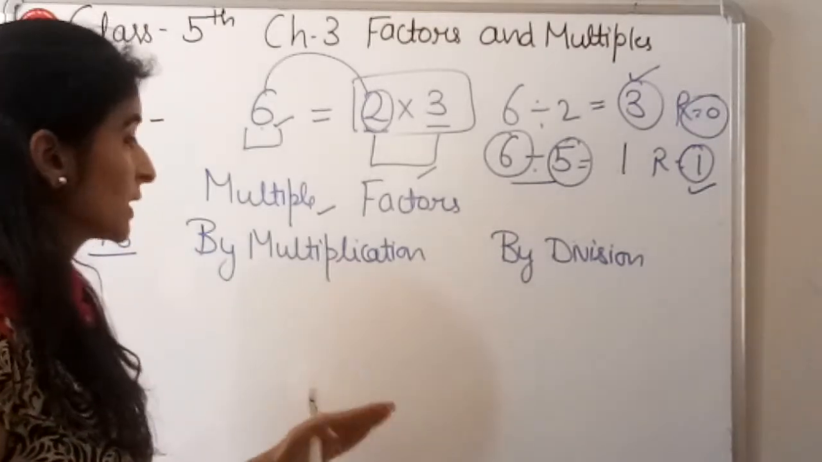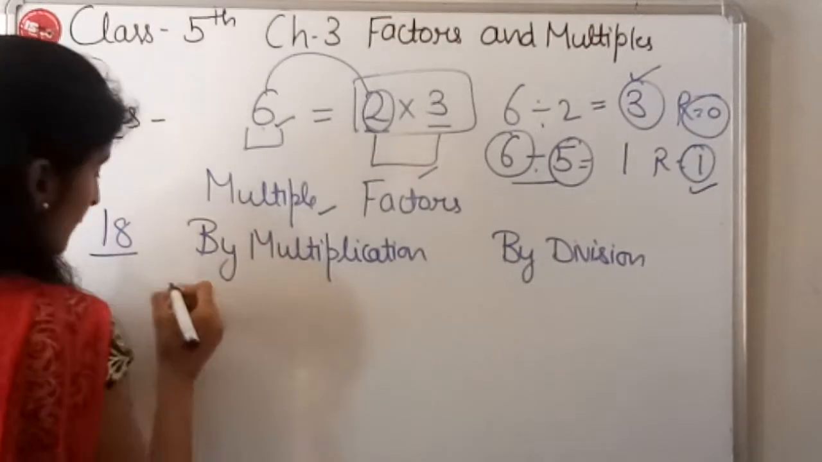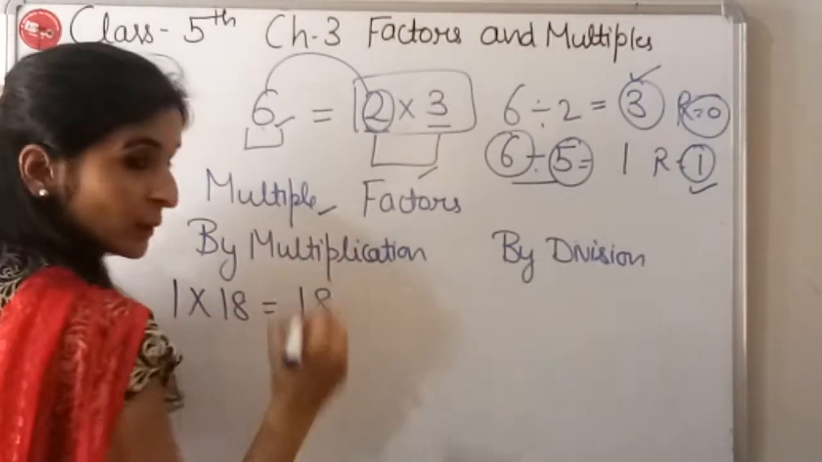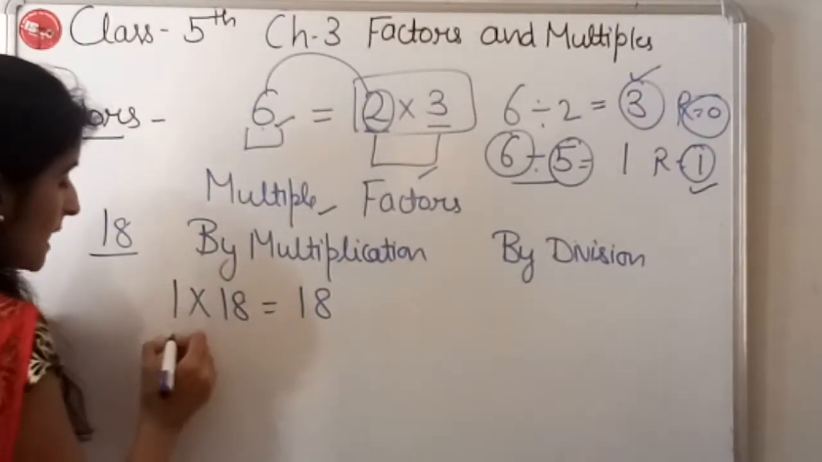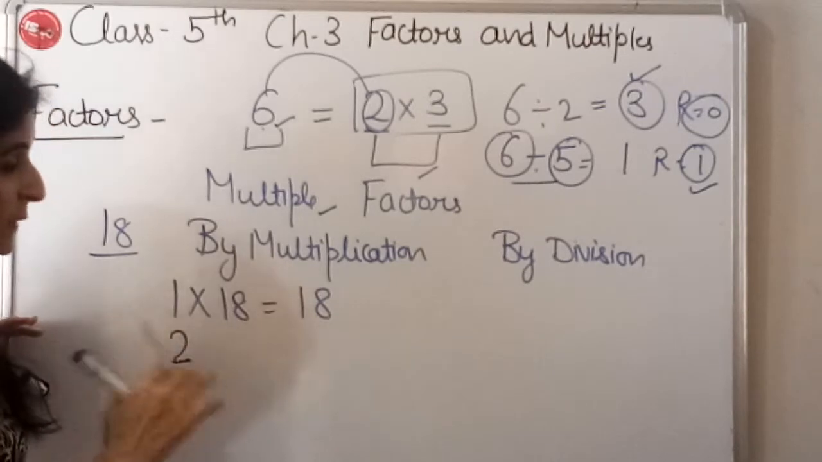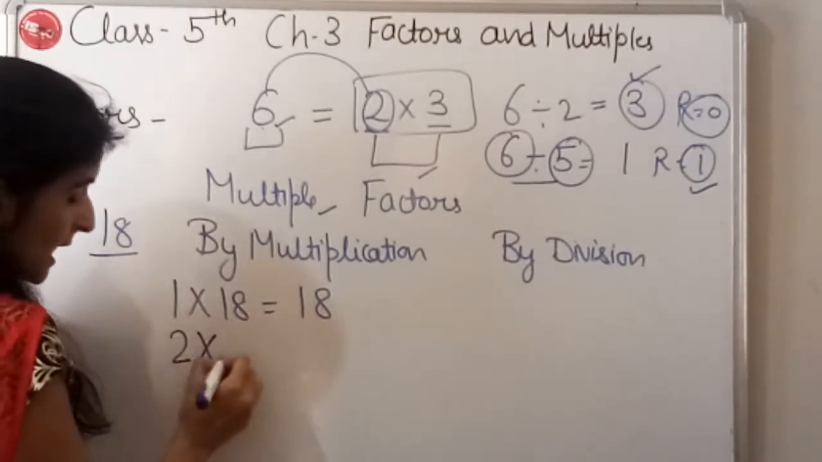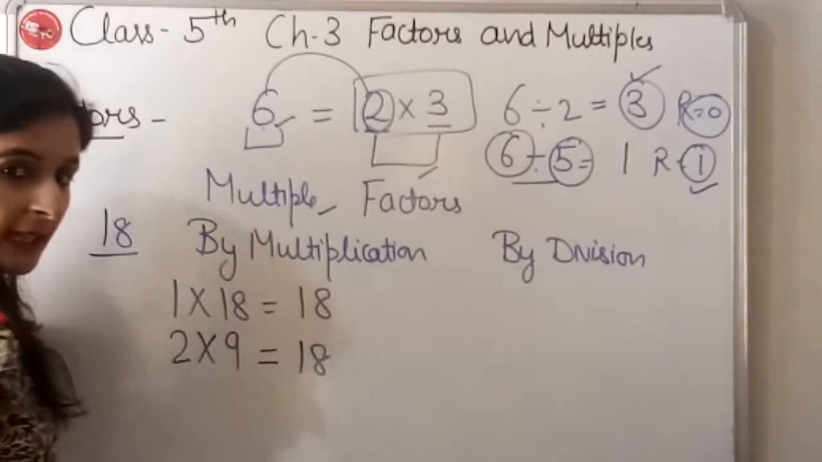By multiplication we can find the factors of this number 18. So how can we find? 1 multiplied by 18 is equal to 18. When we multiply this 1 by 18, we will get this 18. And if I take 2, with which number will we multiply this 2 to get 18? I can multiply by 9. So 2 9s are 18.